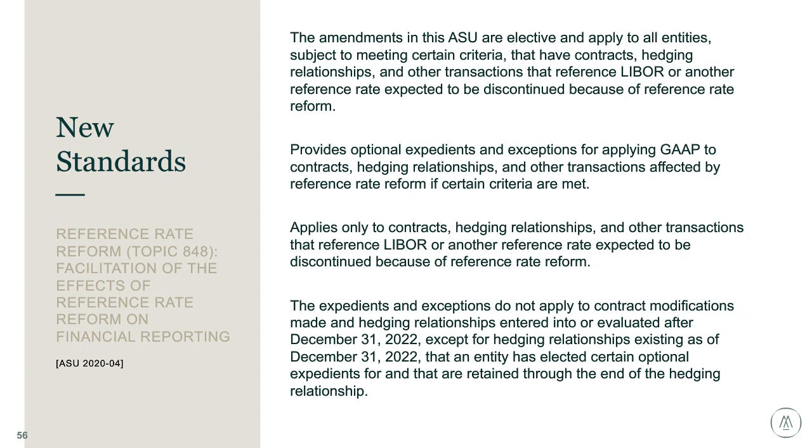ASU 2020-04 is reference rate reform, and this is for contracts, hedging relationships, or other transactions that reference LIBOR or another reference rate expected to be discontinued because of reference rate reform. The expedients and exceptions do not apply to contract modifications made and hedging relationships entered into or evaluated after December 31st, 2022. Except for hedging relationships existing as of December 31st, 2022, that an entity has elected certain optional expedients for and that are retained through the end of the hedging relationship.